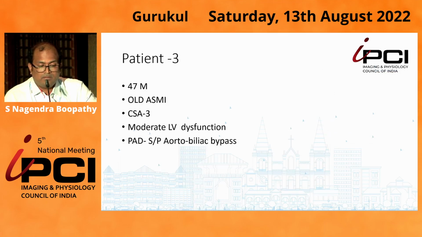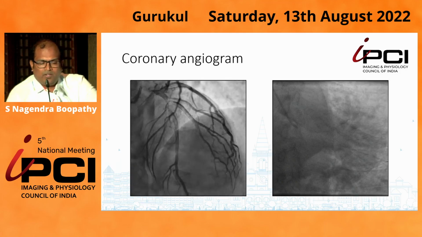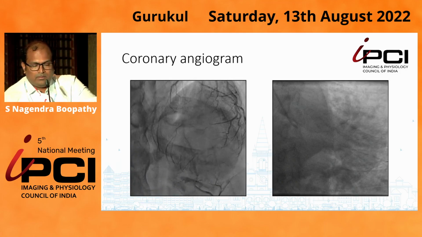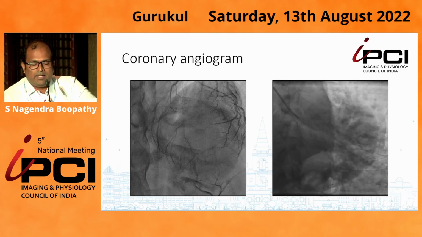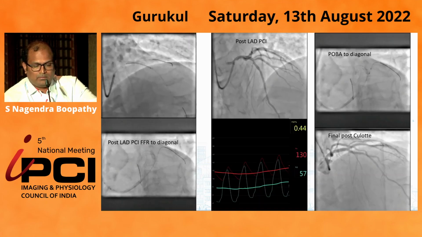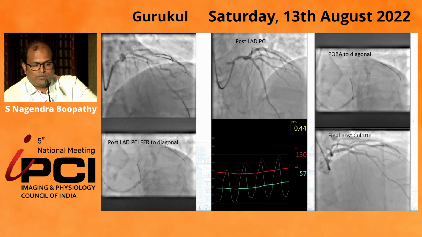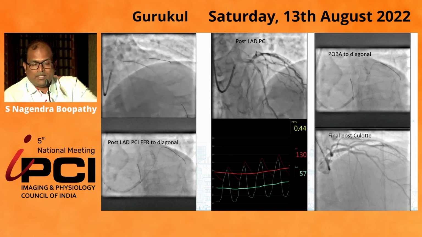That's it. Third patient, 47-year-old male, old anteroseptal MI, now class 3 angina, LV dysfunction, had PAD, status post aorto-biiliac bypass. This is the angiography of the particular patient, a kind of very big diagonal. He had a critical RCA lesion which was stented before intervening the LAD diagonal bifurcation. So we ballooned it, put in a stent and inflated the stent. This is the post-stent angiogram.